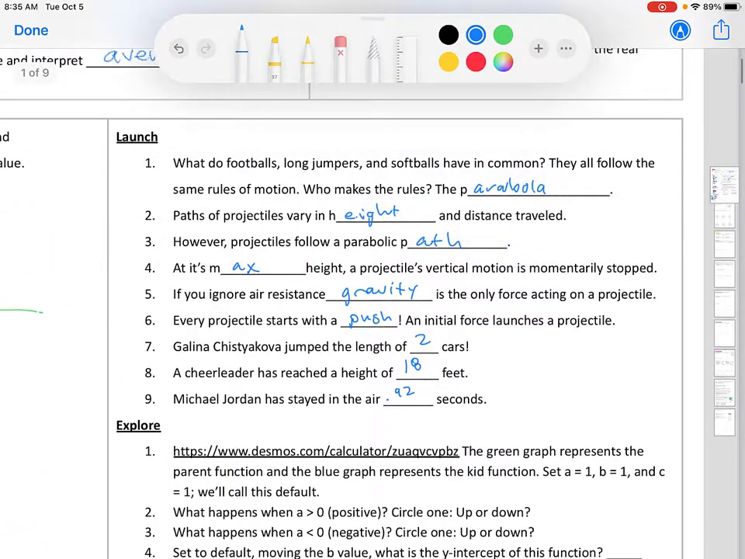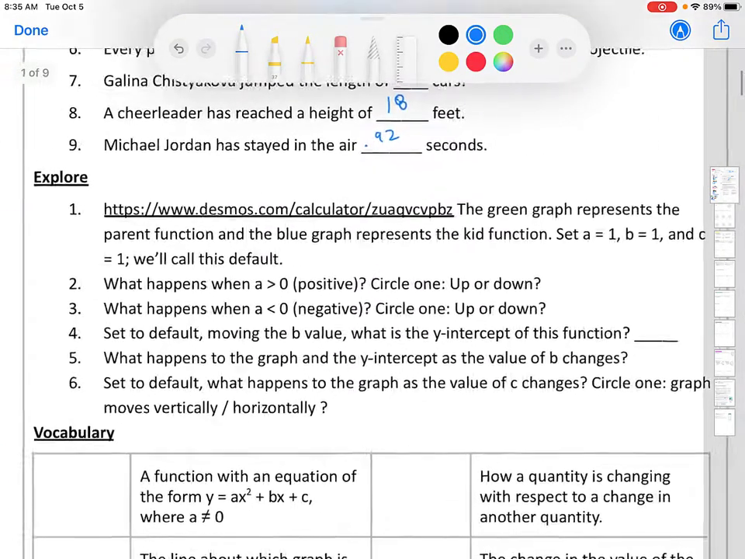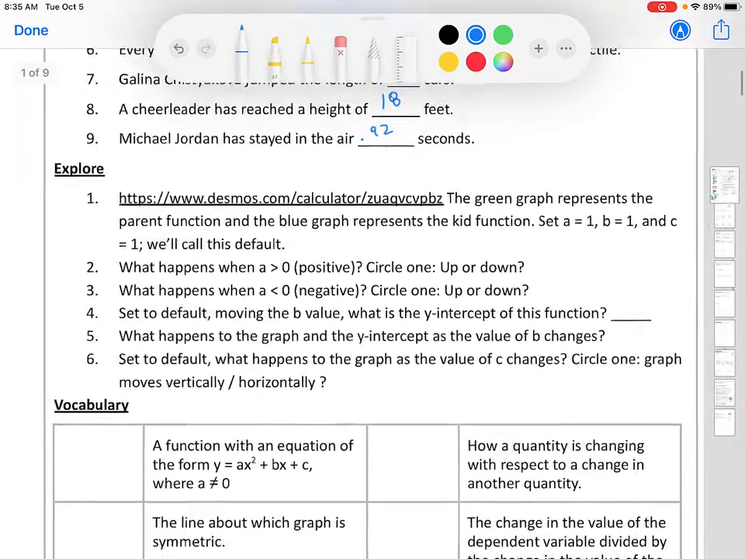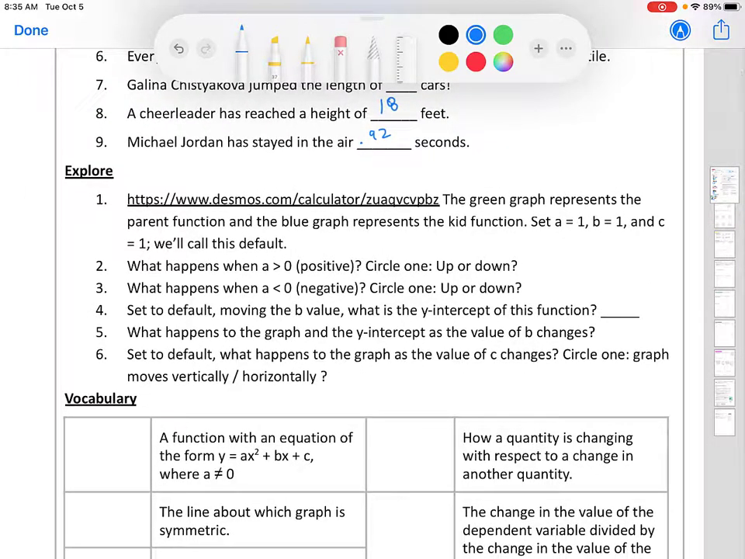All right, these are the answers for the launch. Let's go under Explore now. Go ahead and click on that. You have this Desmos graph. The green graph represents the parent function, and the blue graph represents the kid function, right? If you took a picture of my kids, they look like me. Some people call these the mother function.